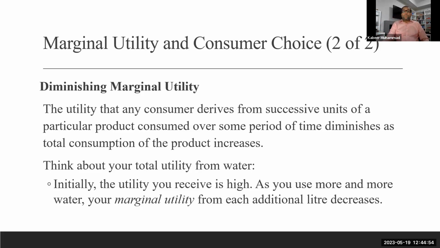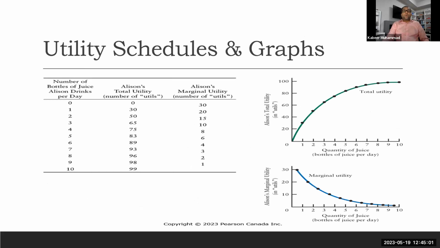Initially, the utility you receive is high. As you drink more and more water, your marginal utility from additional liters decreases. So here's an example: Mr. Alisson is drinking bottles of juice per day. The first column is explaining the number of juice bottles Alisson is drinking. So he drinks 0, 1, 2, 3, 4, 5.